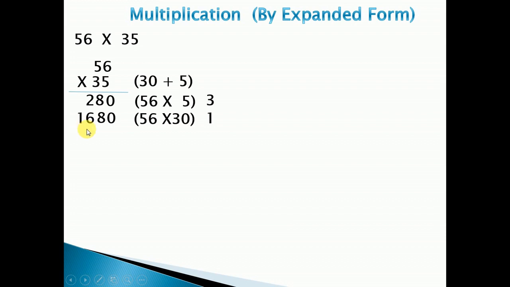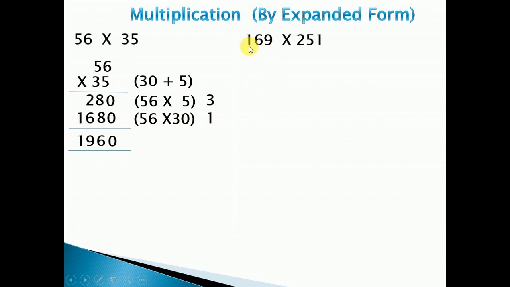Now we add both numbers. 0 plus 0 is equal to 0. 8 plus 8 is equal to 16. Write 6 here and one is carried. 1 plus 2 plus 6 is equal to 9 and then 1. Thus the product is 1960.